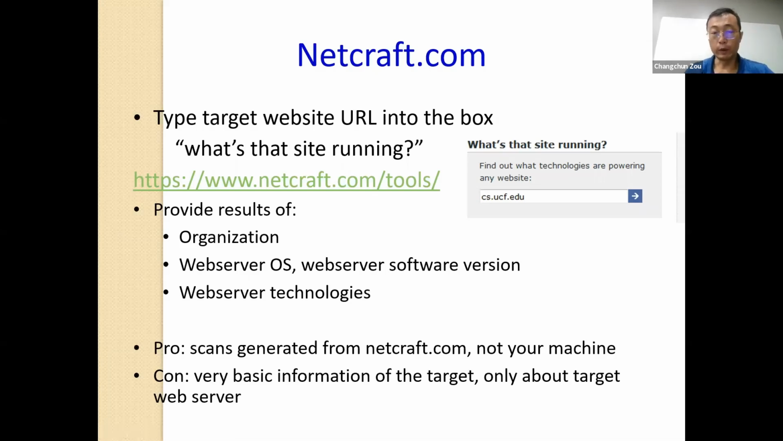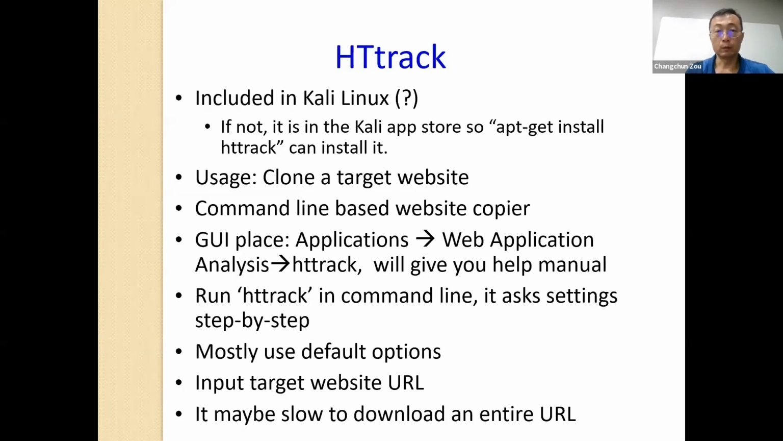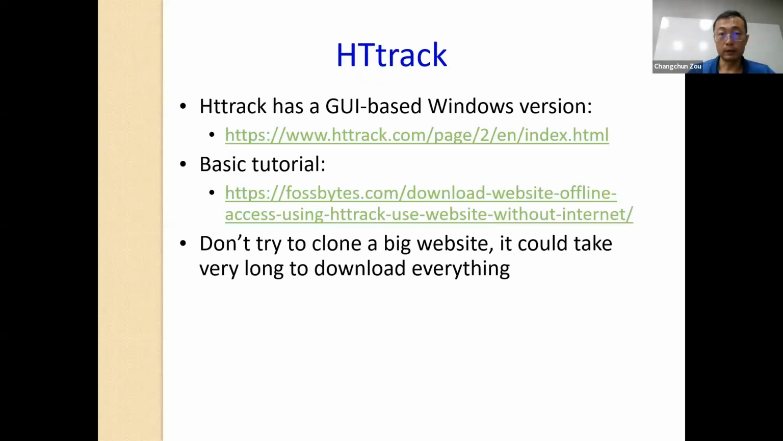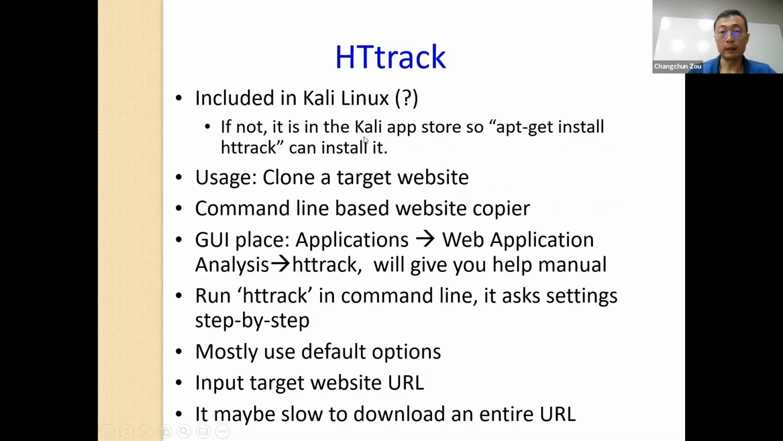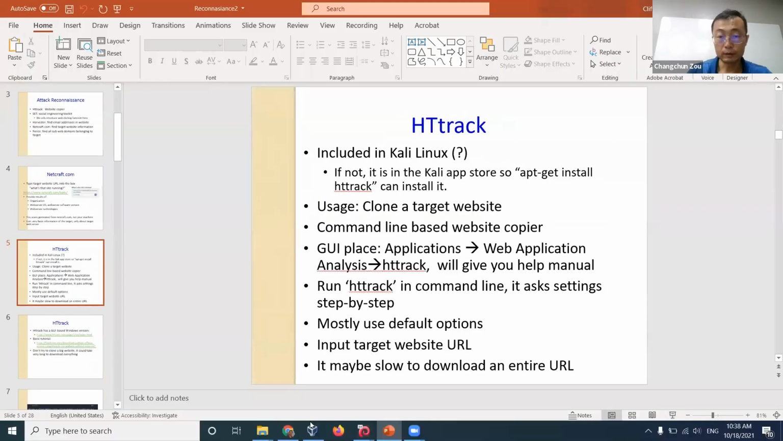Okay. Last time we introduced this one, so we will move on to the first tool, which is HTTrack. You can think of HTTrack as an offline website setup tool. This is where HTTrack is in Kali Linux. In some versions of Kali Linux it's not installed by default, but it is in the app repository, so you can use apt-get install to install it.